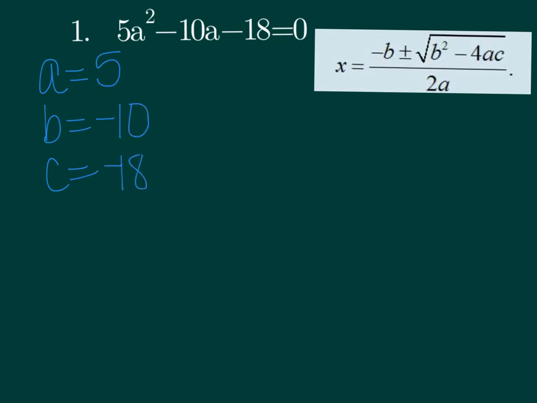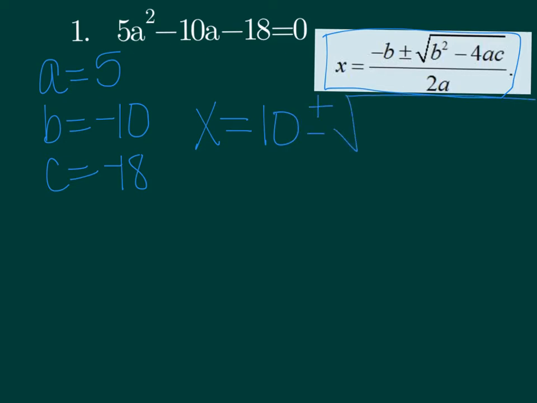Okay, so now I'm going to use my formula, and I'm going to plug in the numbers where they go. So this is a substitution. I'm not going to say simple because there's a lot to it, but this is a substitution problem. So we have x equals, okay, now negative b means the opposite of b. So the opposite of 10 is a positive 10. Then I have my plus or minus square root.